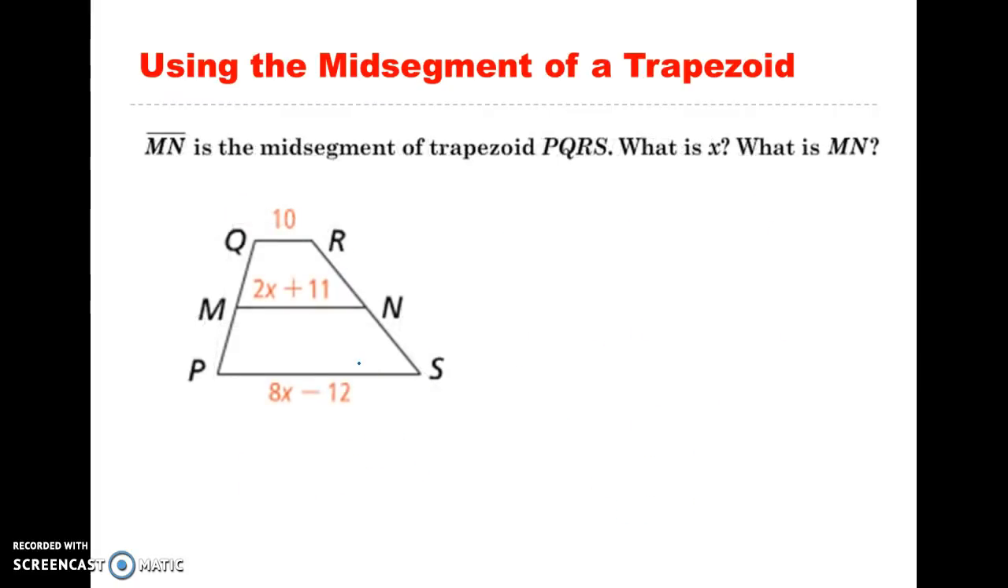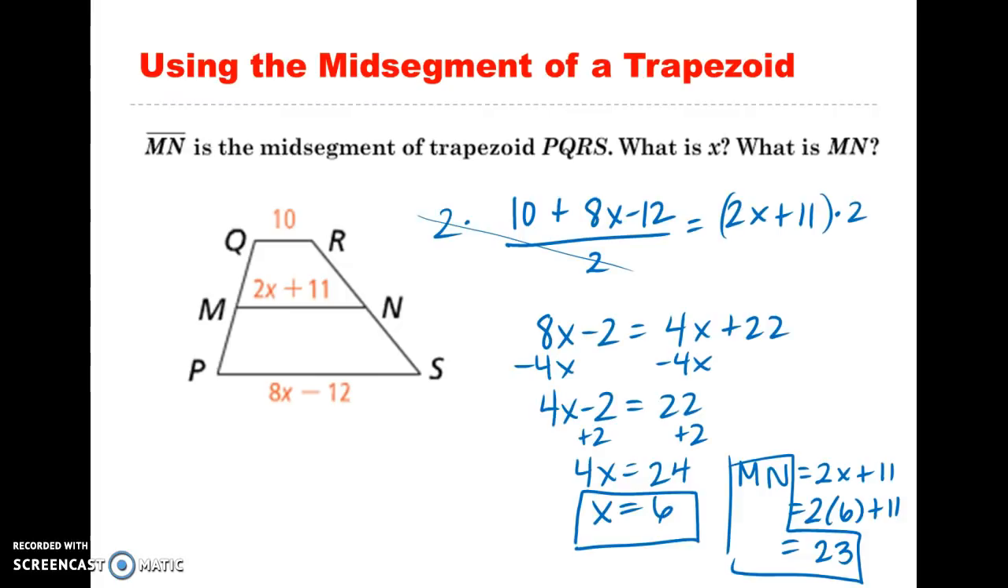So pause the video, you do the work on this, and then press play when you have your answer ready to go and you can see my answer and compare. So check your work with mine. I got x equals 6 and MN equals 23.